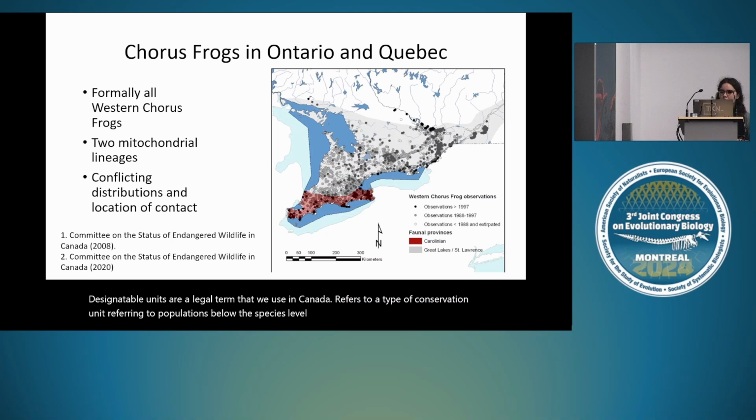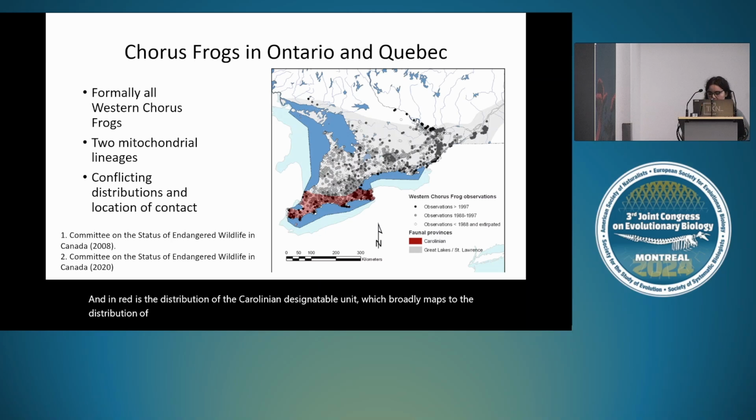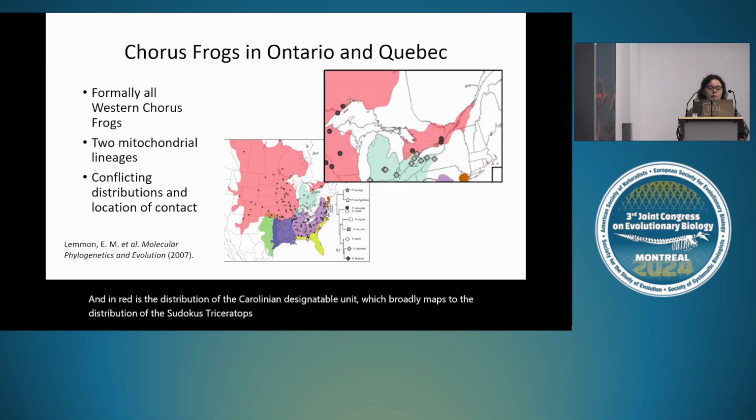So as we can see here in gray, this is the Great Lakes St. Lawrence designatable unit. This is the designatable unit that would reflect a chorus frog that you would find in Montreal, for example. And this designatable unit broadly maps to the distribution of the Pseudacris maculata mitotype. This one is classified as threatened in Canada. And in red is the distribution of the Carolinian designatable unit, which broadly maps to the distribution of the Pseudacris triseriata mitotype.